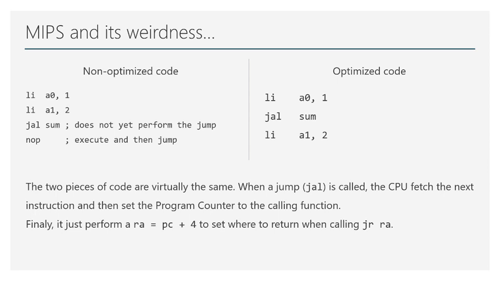Exactly, because the weird thing about MIPS is that when you execute JAL, it will not actually do the jump straight away, but it will wait for the next line of code, which is really tricky to read when you read some disassembled code, but it works like that. It's some kind of optimization that they have done. And yeah, that's it.